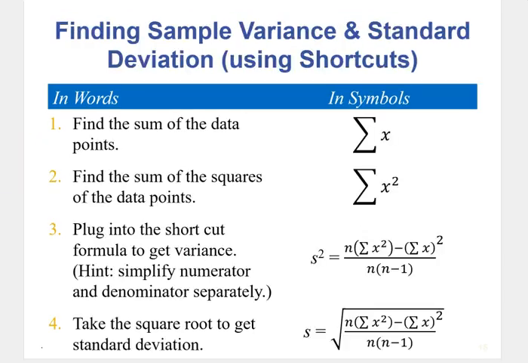But again, I would use the shortcut steps because all I have to do is find the sum of the x's, which I already found to find the mean, find the sum of the x squareds, and then plug them into the shortcut formula for variance, and then take the square root of that, and that will give you the standard deviation. So I just find that to be a lot fewer steps and much more efficient than the other way around.